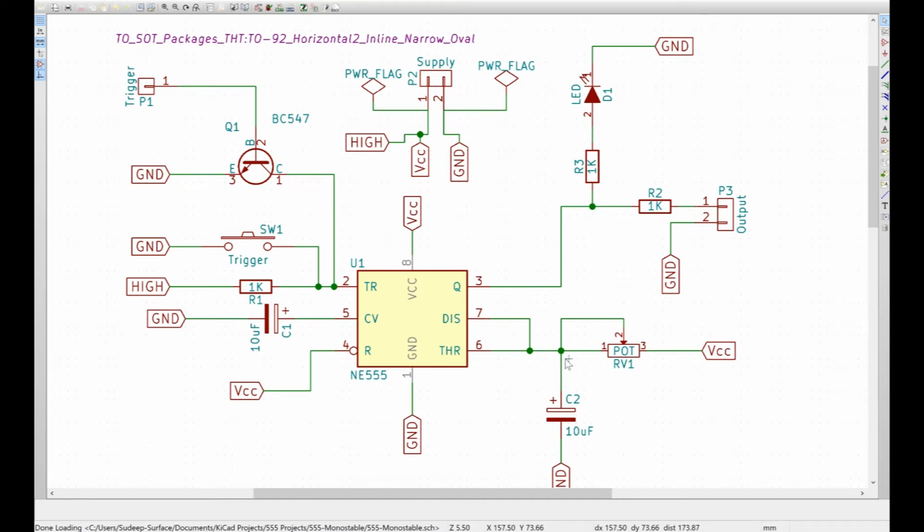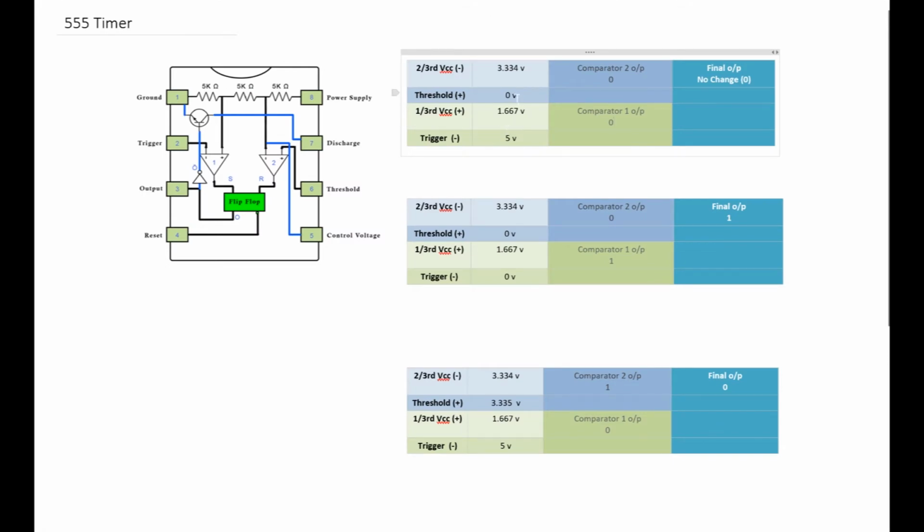Which means this junction over here is grounded. So there is no charging of the capacitor. Because pin 7 is grounded, practically pin 6 is also grounded. So the threshold we are going to get is 0 volts, which comparator 2 is comparing with 2/3 VCC, or 3.334 volts.